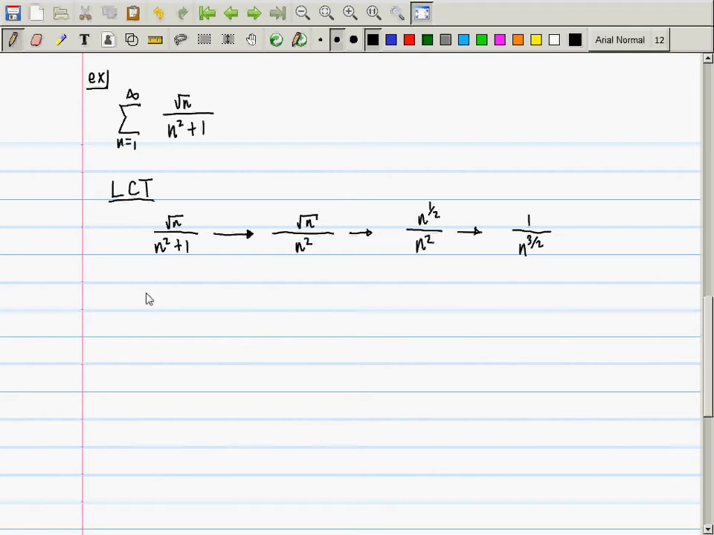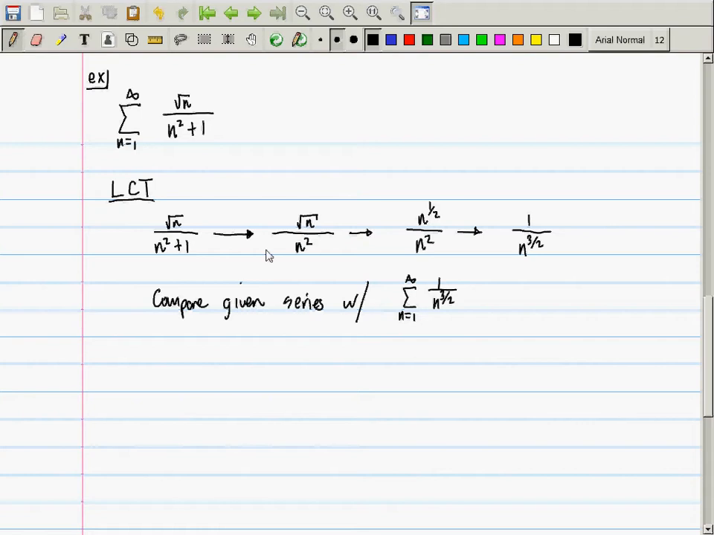So, we're going to compare the given series with this series now. The series n is 1 to infinity of 1 over n to the 3 halves. So then now tell me about this series that I've just written down. Tell me about it. It's a P series. It's a P series with P is what? 3 halves. Okay, so then you should be able to tell me immediately whether or not it converges. So what? It converges, right?